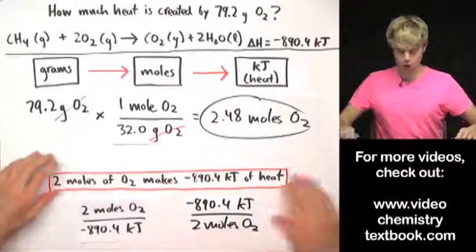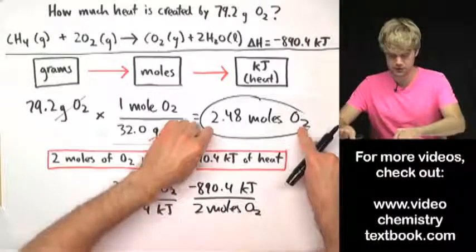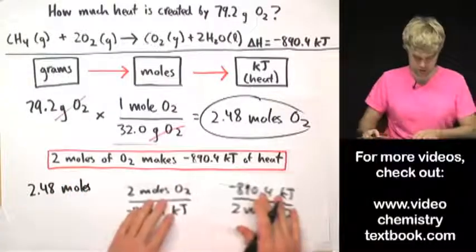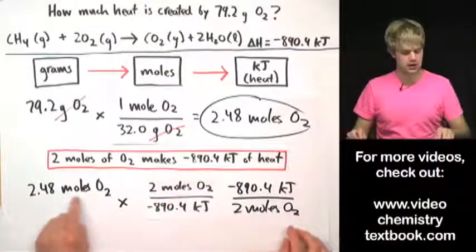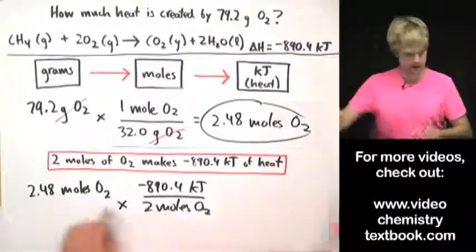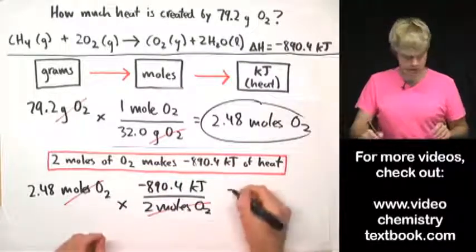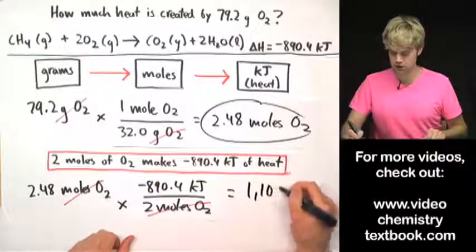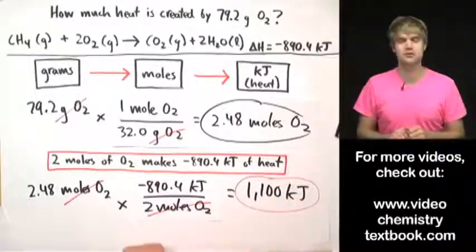Now, which of these am I going to want to use? Well, I'm going to be starting here with moles of O2, 2.48 moles O2. I will want to multiply it by the one that's going to cancel these units out. So I'm going to choose this one. Now I have moles O2 up here, cancels out moles O2 down here. And now the math I'm going to do is this times this divided by 2 is going to give me 1,100 kilojoules. And this is my final answer.